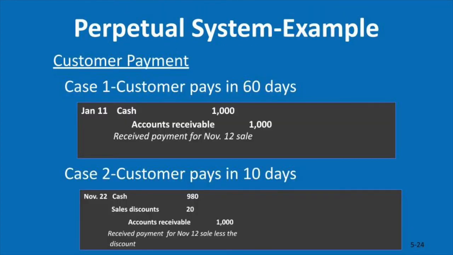So if the customer, for example, makes a payment, let's look into case one where the customer pays in 60 days. Well, the very fact that cash comes into the business from the customer means cash gets debited, and the accounts receivable, which is the recognition that the customer owes us money, gets reduced by the amount of the payment. If the customer pays in 10 days and we offer some sort of a discount, for example, a 20% discount, we are going to record cash, $980, meaning the customer only paid $980. Sales discount will be debited, and accounts receivable will be credited for $1,000.